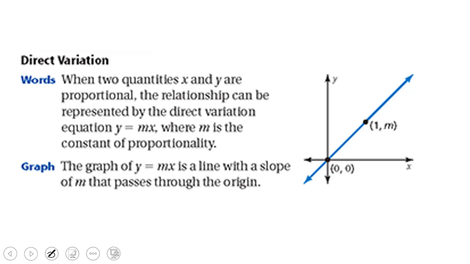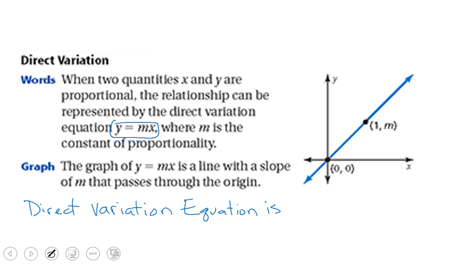Hopefully we're going to highlight some stuff because it says when two quantities x and y are proportional, oh my gosh, x and y are proportional, the relationship can be represented by the direct variation equation y equals mx. So the first thing you need to make sure you write down in your notes is: direct variation equation is y equals mx, where m is the constant of proportionality.